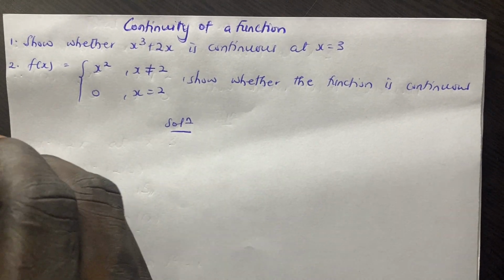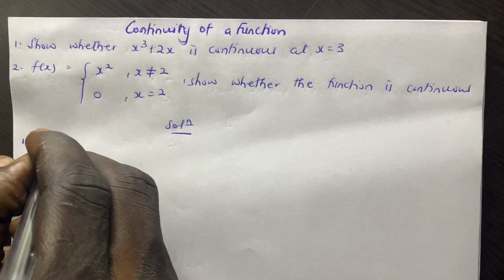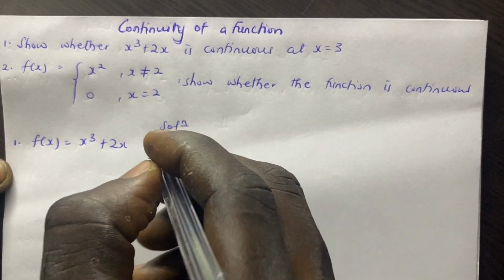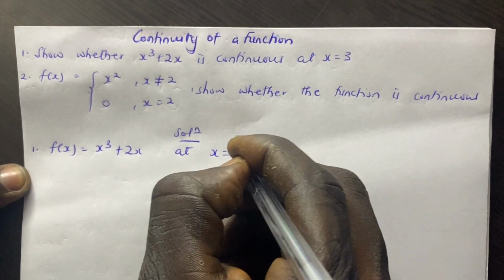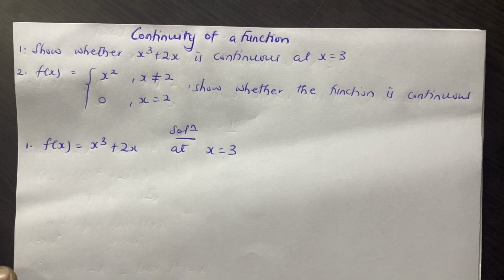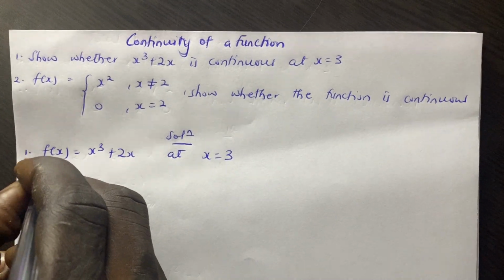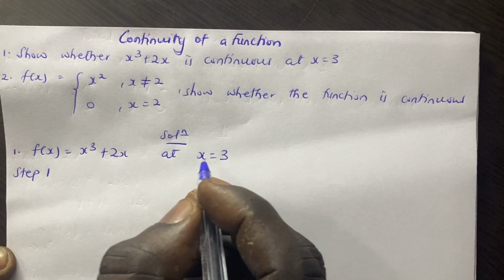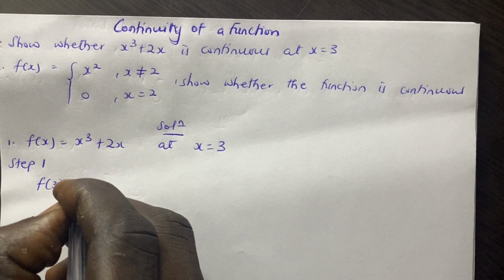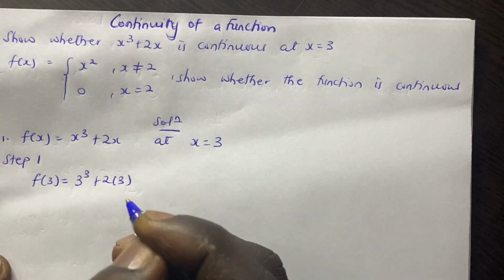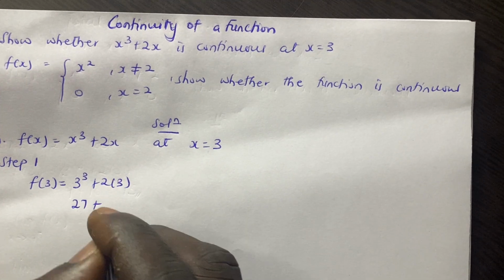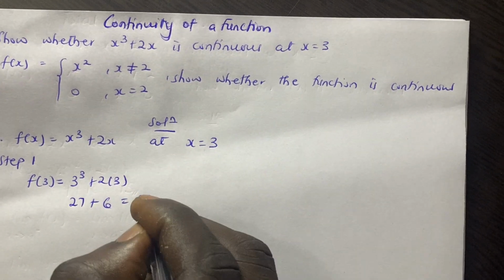So first of all, we have our function f of x to be x cubed plus 2x, right? And it is being given at a point which is x is equal to 3. So like I said, firstly, it has to be defined at a point. So step 1, we have to define f of x. So x is 3 here, so f of 3 is just going to give us 3 raised to the power 3 plus 2 times 3, and 3 raised to the power 3 is going to give us 27 plus 2 times 3, which is 6, and the answer is going to be 33, right?